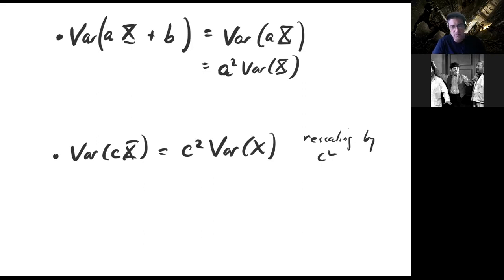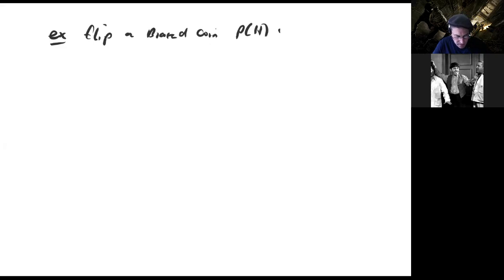And now the rest of my lecture today is going to be just to do some examples. Okay, so here's an example. Flip a biased coin with probability of heads little p, say, and let x be the outcome of a $1 bet on the coin. So if I get heads, I win $1 for my dollar bet. And if I get tails, I lose $1.